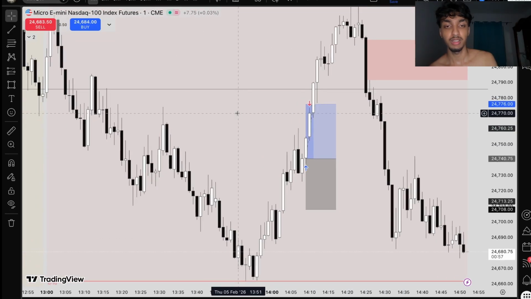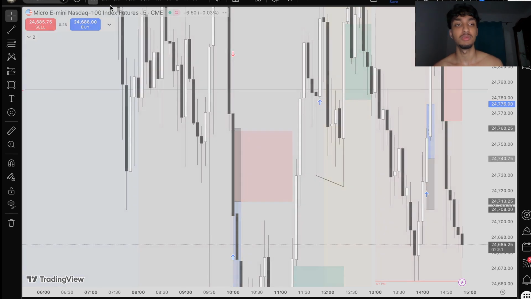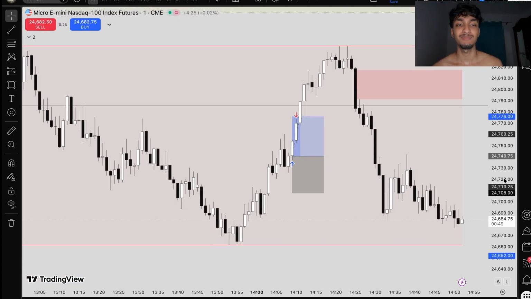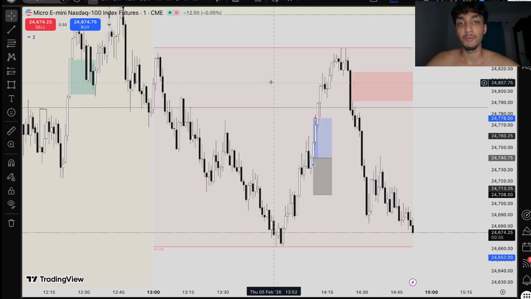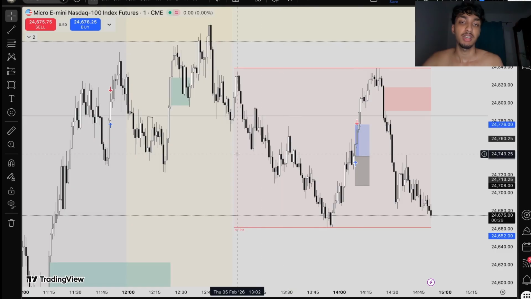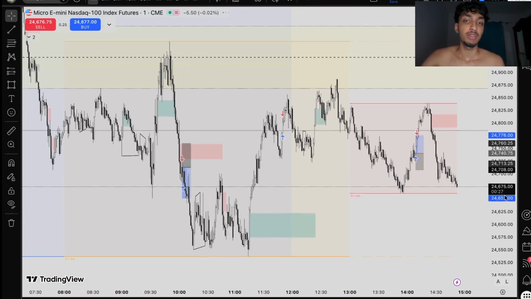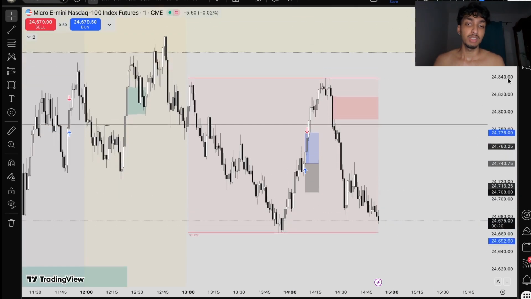Luckily I did TP, but I really have to work on my emotions to be honest. I feel like if I don't work on them, I'm gonna lose in the long term. So yeah, this was the trade recap for today. Took 3 trades, ended up the day in green. 2 break even and 1 win. Let's see what tomorrow will give us.